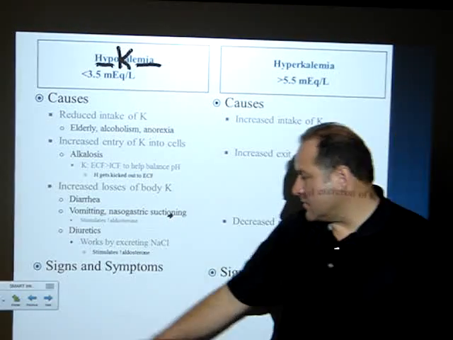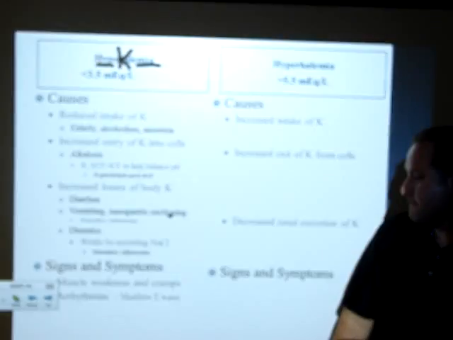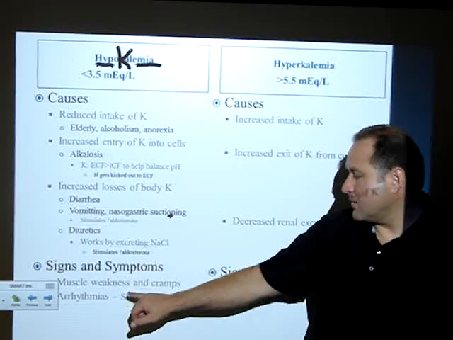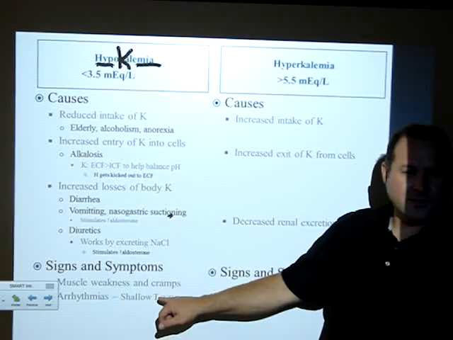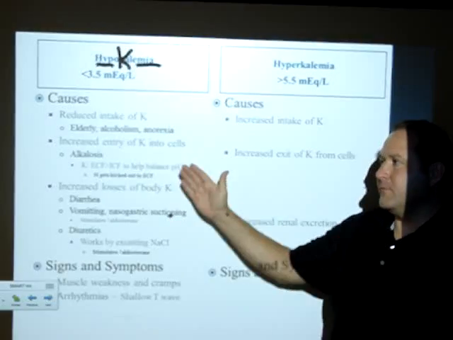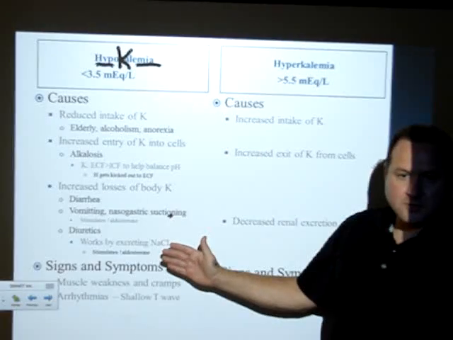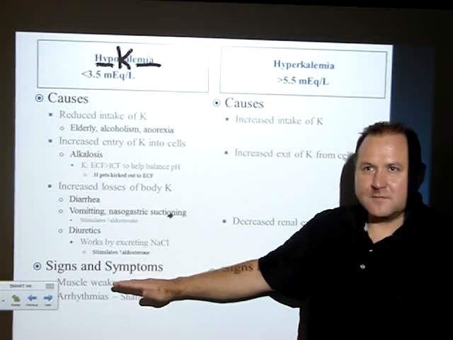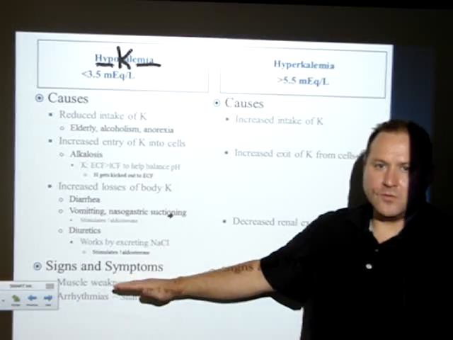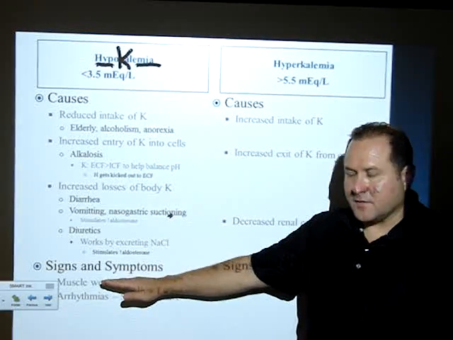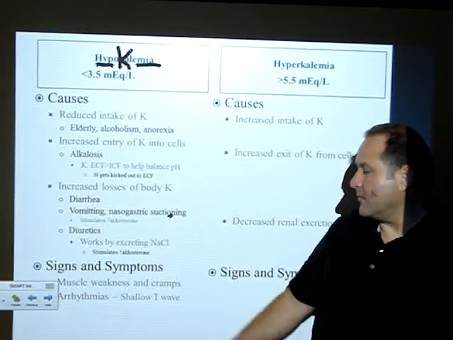Okay, so what are your signs and symptoms? Muscle weakness and cramps, arrhythmias, shallow T wave. That kind of makes sense, right? Because again, if it's the downside of that action potential, then you're still not going to get that full depolarization, repolarization thing going on without the potassium. So you're going to be weak, you're going to cramp up.